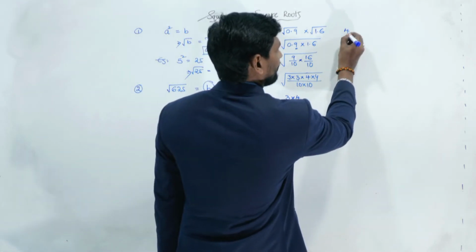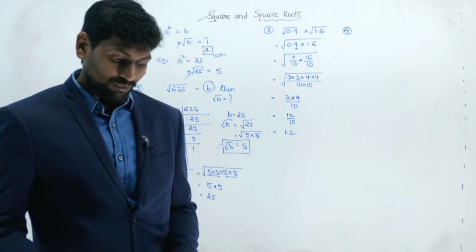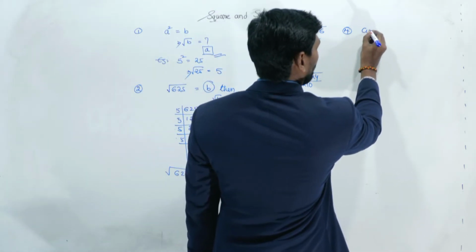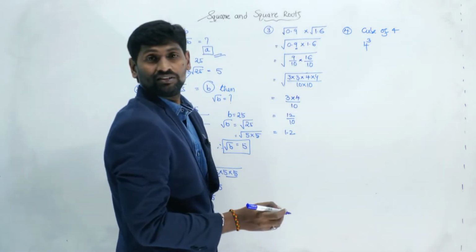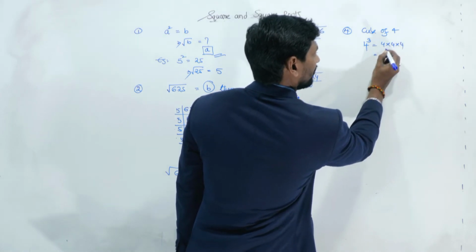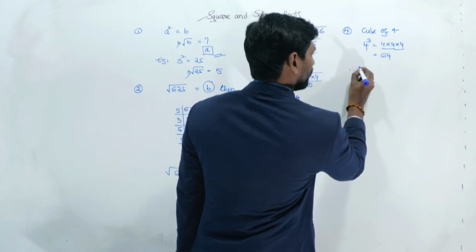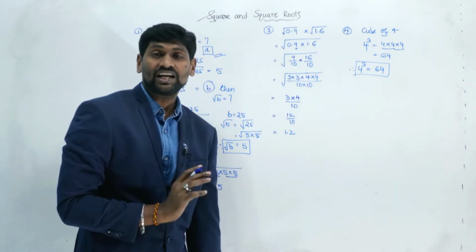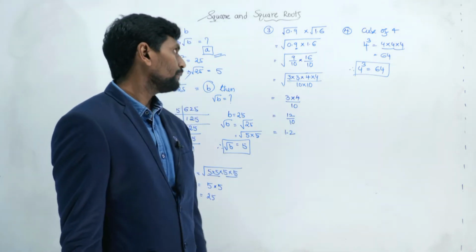Let us go to question number 4. Among the following, a cube number: cube of 4. Cube of 4 is nothing but 4 cubed. 4 cubed value is how much? 4 into 4 into 4. 4 4s are 16, 16 4s are 64. Therefore 4 cubed value is 64. So 64 is our required answer. Clear? Please note it.